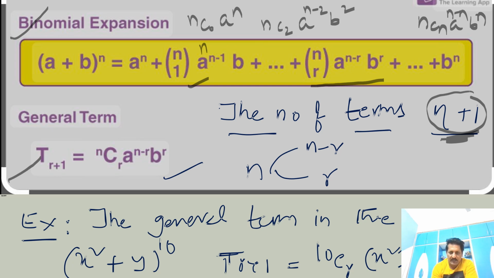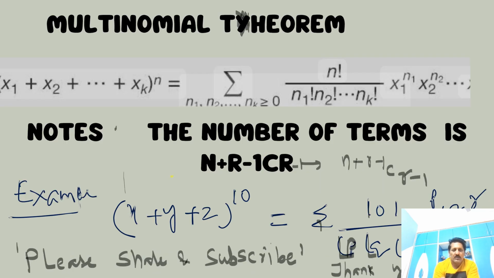So T(r+1), the general term, I am writing here. I don't know which term, so 10Cr, (x squared) to the power 10 minus r, and y to the power r. So this is the expansion, as well as how to write the general term and also the number of terms in a binomial expansion. Done.